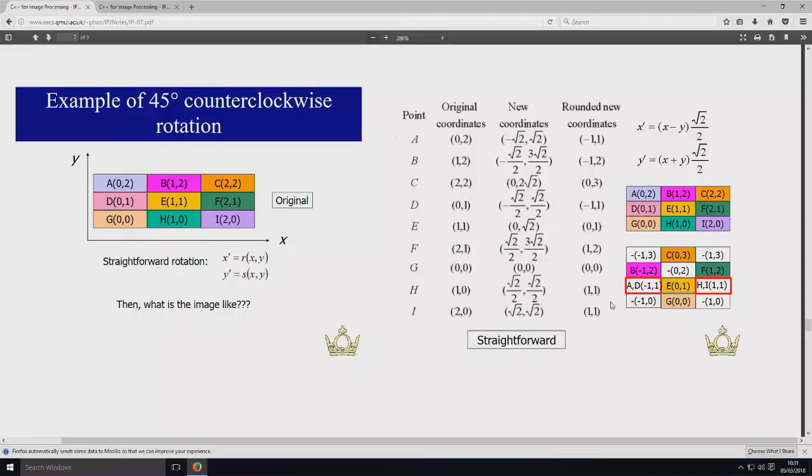Is it on the previous slides? Yes. We can also rewrite that into matrix form: cosine theta, minus sine theta, sine theta, cosine theta, times x, y. This is for rotation. If we wish to rotate by 45 degrees, cosine 45 degrees is square root 2 over 2, and sine 45 degrees is also square root 2 over 2. It's the same. So if we substitute that into the formula, we have the rotation formula here. That comes from this transformation.